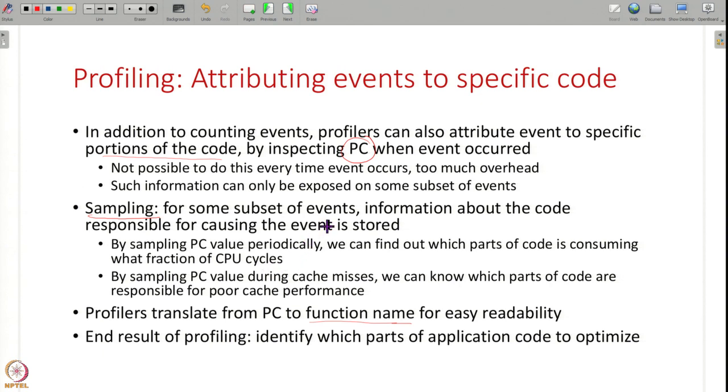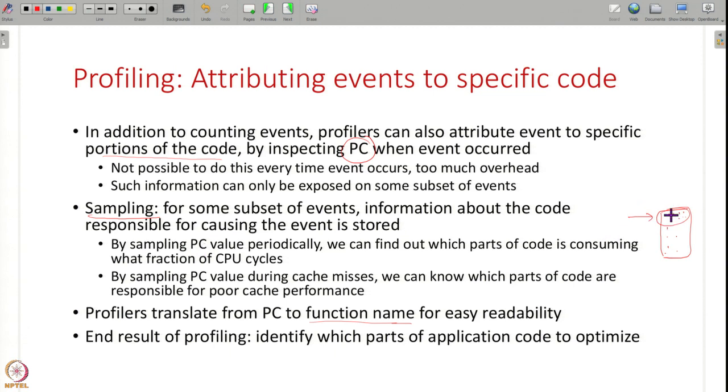By sampling this program counter value periodically, we will know which part of the code is consuming what fraction of CPU cycles. For every few CPU cycles, if you profile your program counter, the program counter was here once, here once, here once, and most of the times the program counter was here, then you know that this function is the one that is very time consuming, and in very few samples the program counter was in other places. So, you know that these parts of your code, these functions, are not taking up a lot of time, whereas this function is taking up a lot of time. So, by sampling these program counter values, you will know where CPU cycles are being spent.